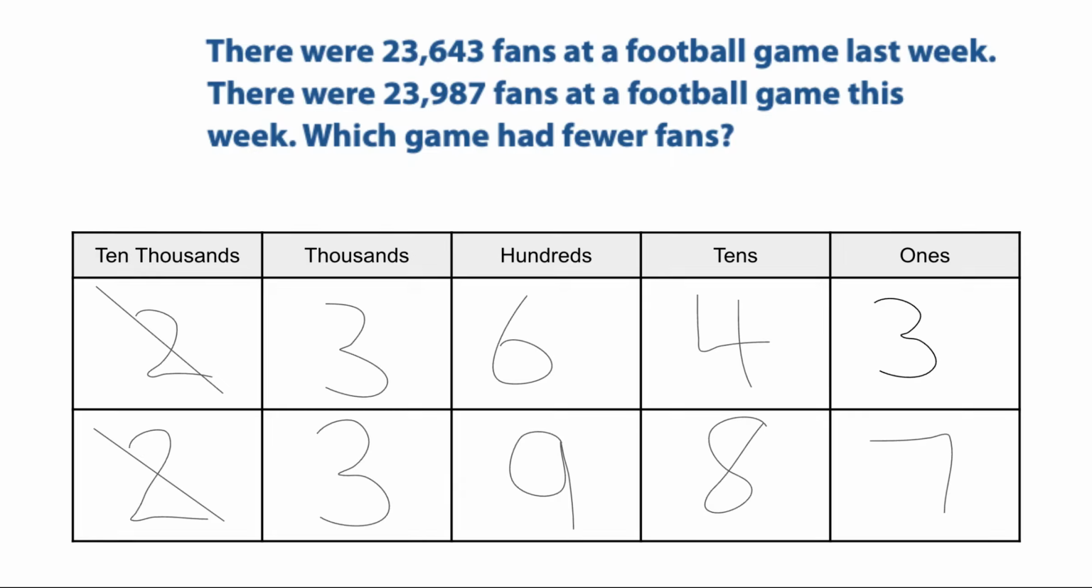So they both have a 2 in the 10,000s. They both have a 3 in the thousands. But the top number has a value of 600, while the bottom number has a value of 900. So now we can see that the bottom number is greater. So that is one way to use the chart to show that.